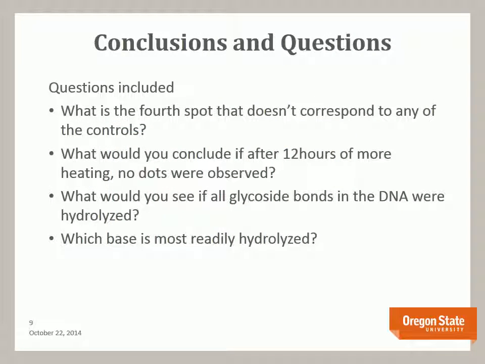After this experiment was completed, a series of questions that require critical thinking were asked. These included, what is the 4th spot that doesn't correspond to any of the controls? The correct answer is the base cytosine, because C was not given to us as a control.